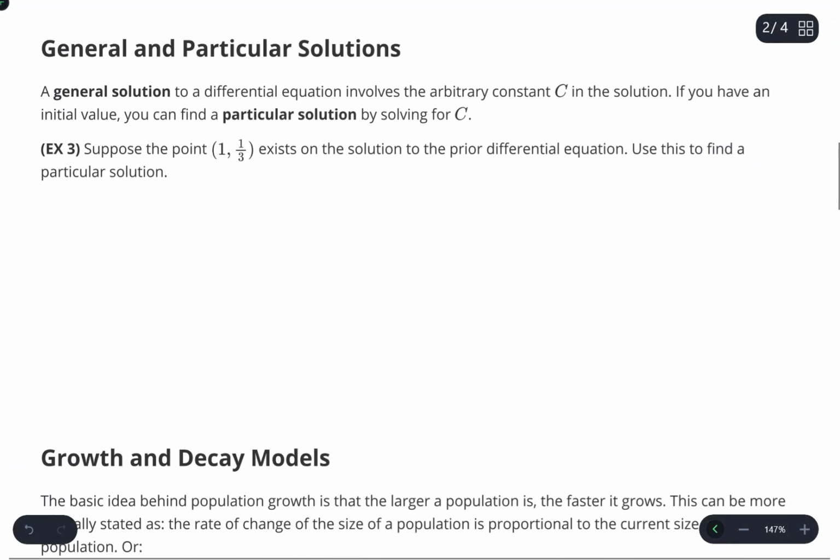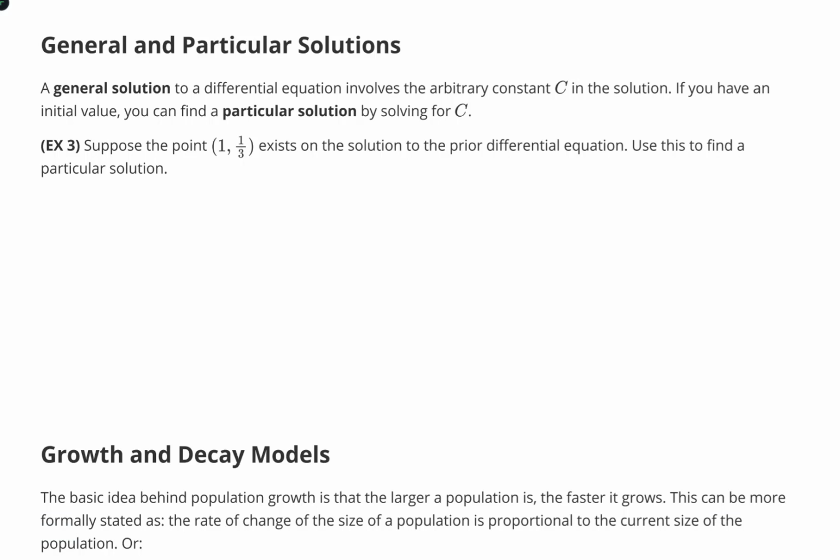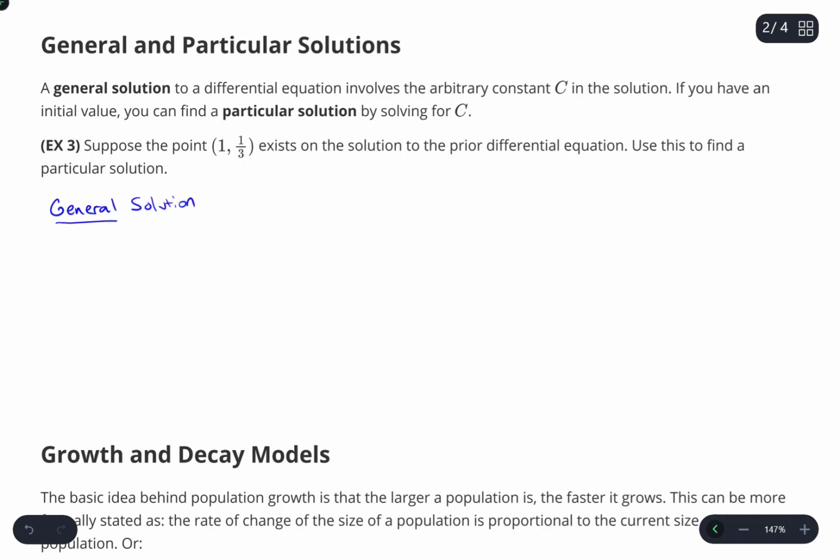Now, another topic we need to revisit when it comes to solving differential equations is the concept of general and particular solutions. A general solution to a differential equation involves the arbitrary constant c in the solution. So what I found just a second ago was the general solution to that particular differential equation, and I could state it as such. My general solution to the prior example was 9y squared minus 4x to the 3/2 equals c.